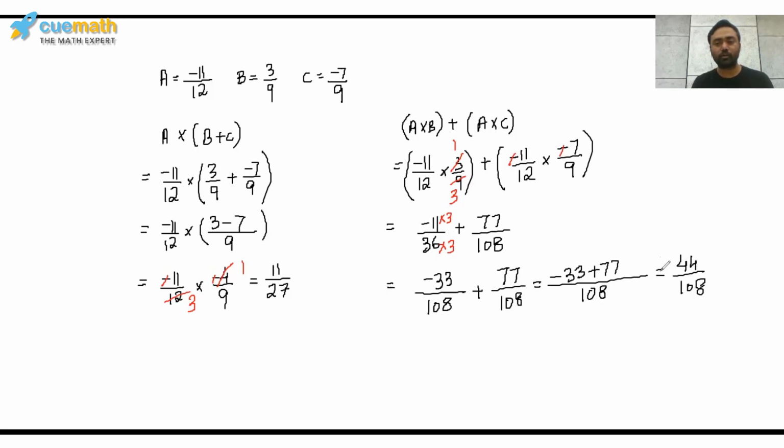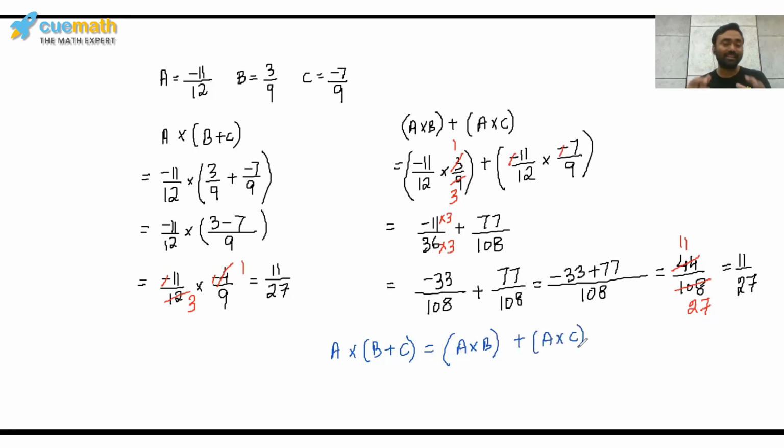Now this we can reduce by eliminating the common factors. So 4 times 11 and 4 times 27. Eventually the result would be 11 over 27. Now based on the values of both the expressions, we can draw a conclusion here, and that is A times B plus C is equal to A times B plus A times C. Now this proves that multiplication of rational numbers is left distributive over addition. Let's check the same with the subtraction part.